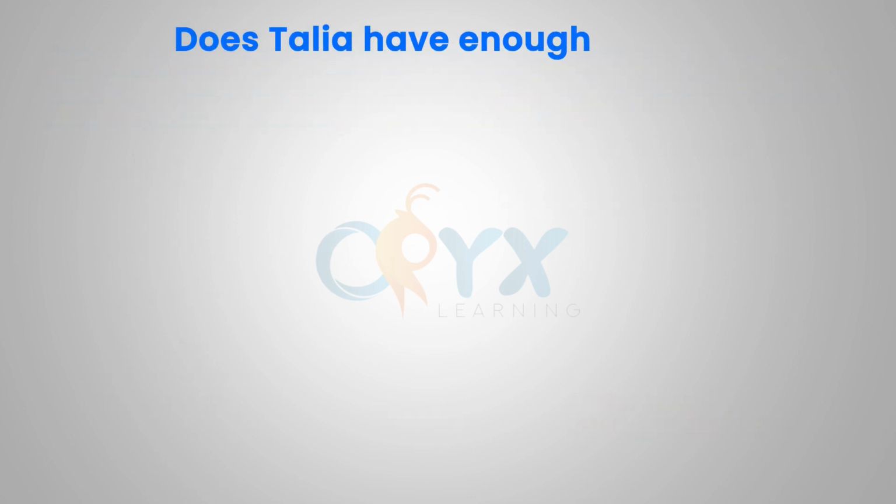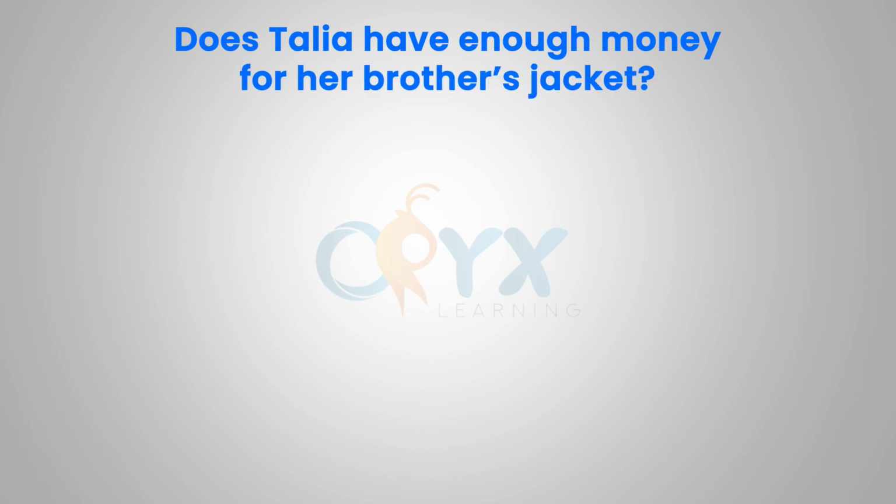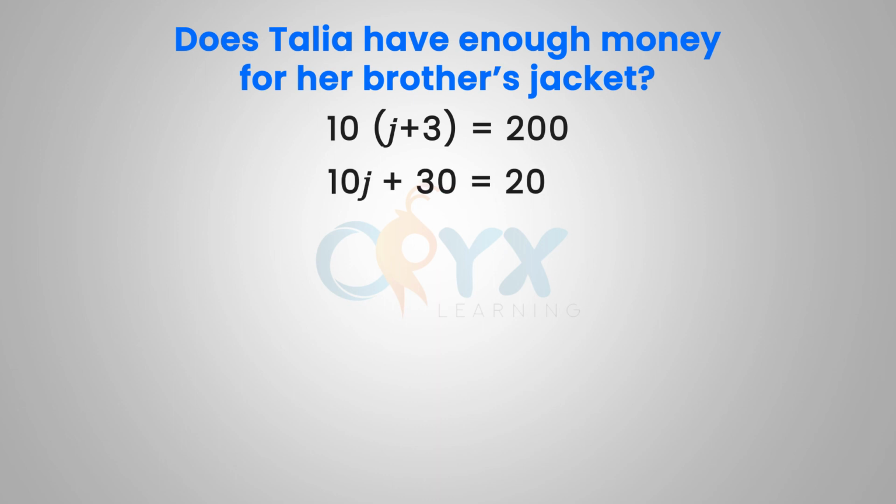Back to Talia. Did she have enough money for her brother's jacket from the start of this lesson? So if 10 times the quantity j plus 3 equals 200, we can first distribute the 10. So we get 10j plus 10 times 3, which is 30, equals 200. I can take the inverse of addition, which is subtraction, to subtract off 30 from each side, giving me 10j equals 170. And then I can divide both sides of the equation by 10, which leaves me with j equals 17.